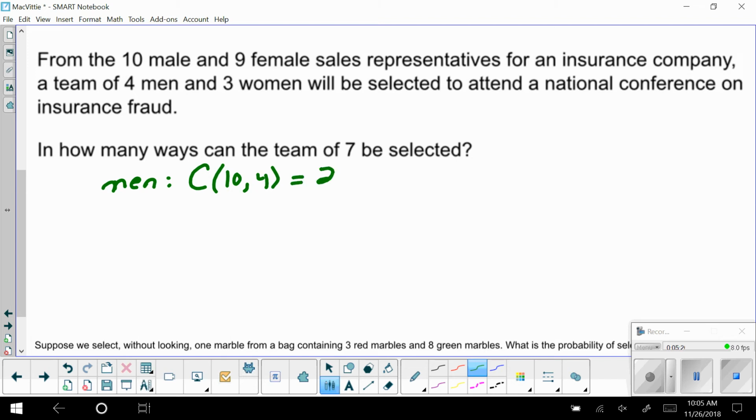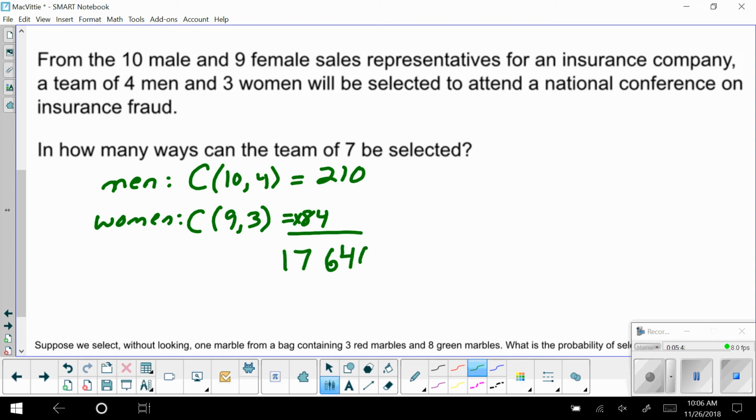which gives us 210. And then for the women, again, we have 9 women, we need to pick 3. It doesn't matter what order we pick them in. So that would be a combination of 9 women, choose 3 of them, which is 84. And then since I'm doing both of these at the same time, if I multiply 210 times 84, I get 17,640 different ways I can select those 7 people.